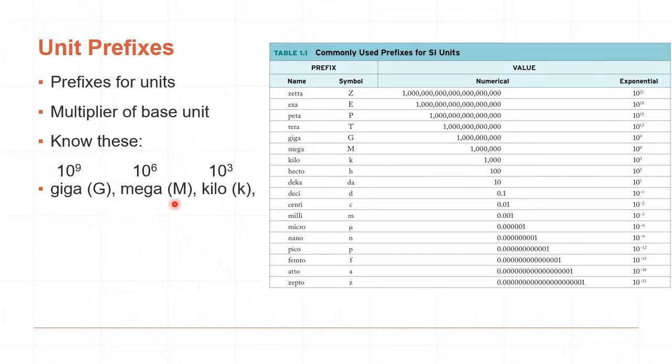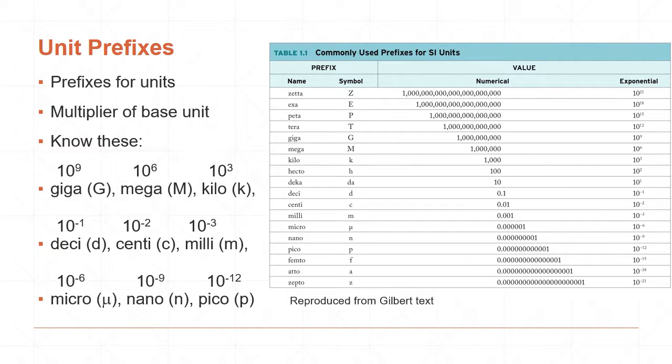Mega, abbreviated capital M, is 10 to the 6th times whatever follows. Kilo, as in kilometer, would be 10 to the 3rd times whatever follows. So kilogram, kilometer. Deci means 10 to the minus 1 times whatever follows. Centi, 10 to the minus 2. Milli, 10 to the minus 3. And the last 3 are micro, nano, and pico.